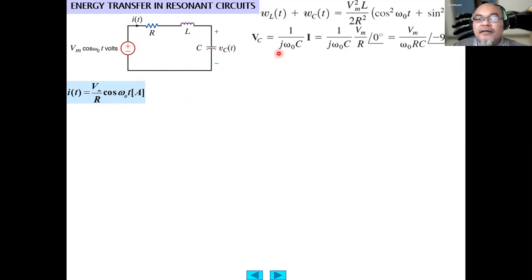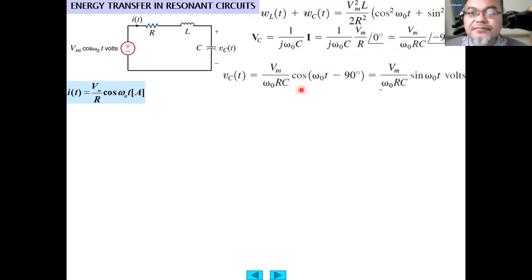So the voltage at the capacitor equals 1 over j omega 0 C times I. This equals V maximum divided by R at phase angle 0, times the impedance of C, which is 1 over j omega 0 C. This equals Vm divided by omega 0 RC. This is the magnitude, and the phase angle is negative 90 degrees, because 1 over j equals minus j, and minus j is negative 90 degrees.